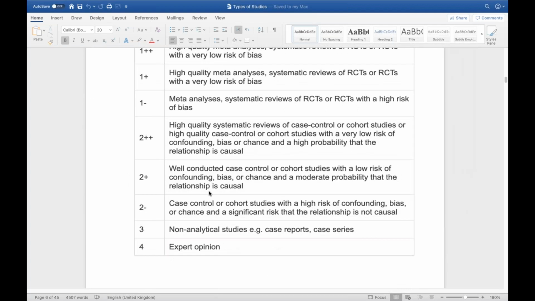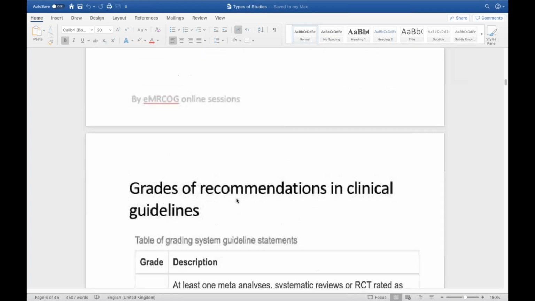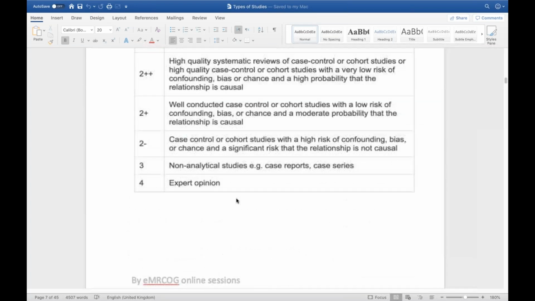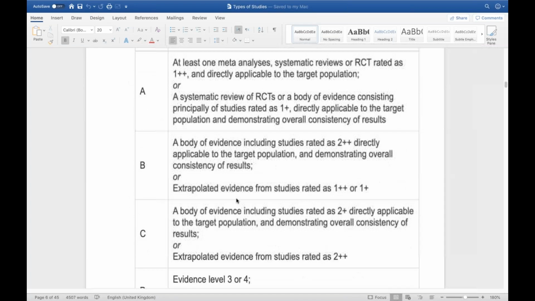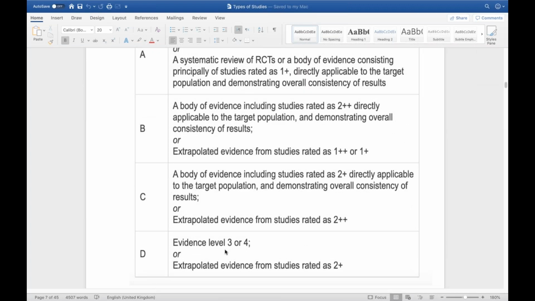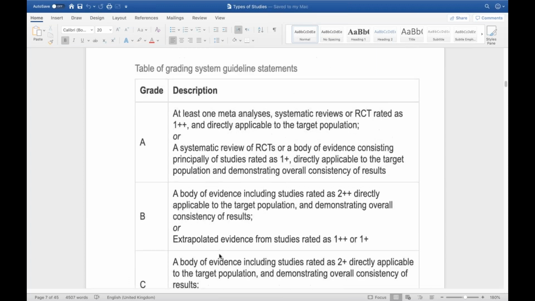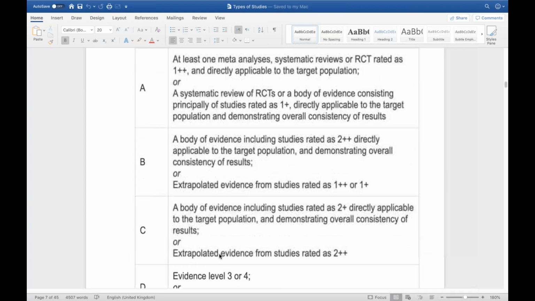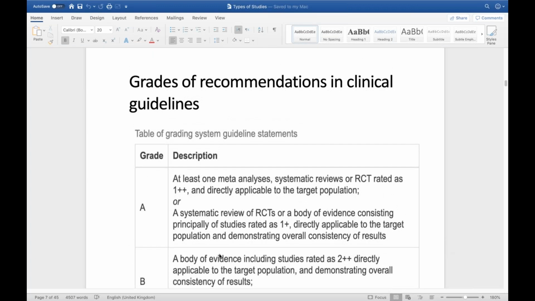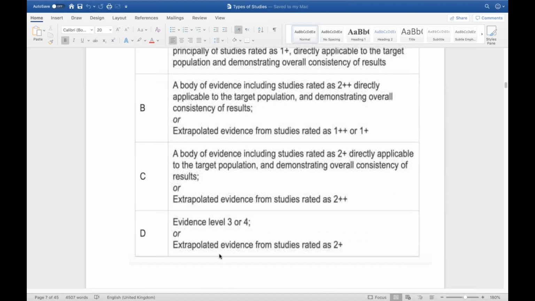Start from below or start from above. I'll start from below here because I started from below there. So the weakest here, they call it D. You can say D is bigger than A. So these people are smart. They choose letters, not numbers. So they said, okay, D is evidence level 3 or 4.